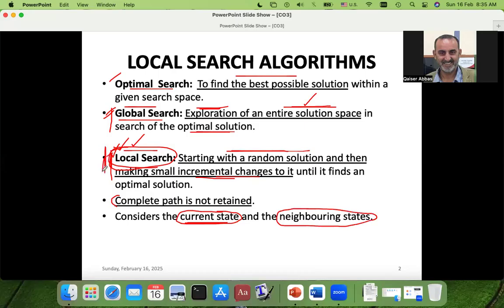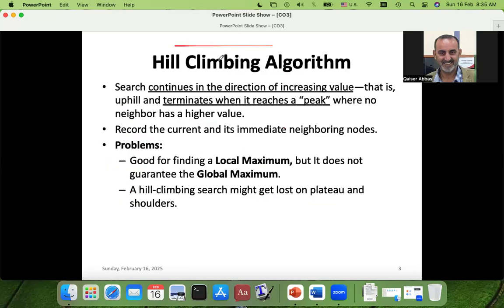Now we are going to see the first algorithm of this local search category, which is the hill climbing algorithm. The name is hill climbing. So when we go into it, we will see some things related to hills. But later on, you can apply this algorithm where it fits. You can apply this algorithm in any domain. You don't have to apply it only on hills because of its name.